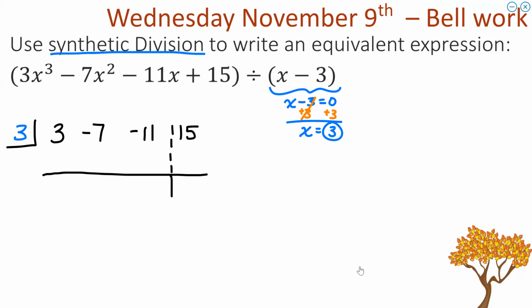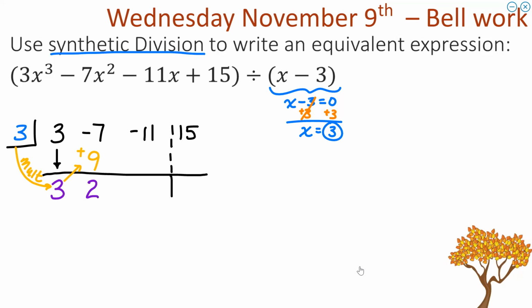All right. So I've got it all set up. What's the first thing I do now? Bring that 3 straight down. Now, once I have that 3 down there, what do I do next? Multiply it by this outside number, which also happens to be a 3. So I multiply these two together. What is 3 times 3? 9. Where do I put that 9? Underneath the -7. And I'm going to add those two together. What is -7 plus 9? +2.